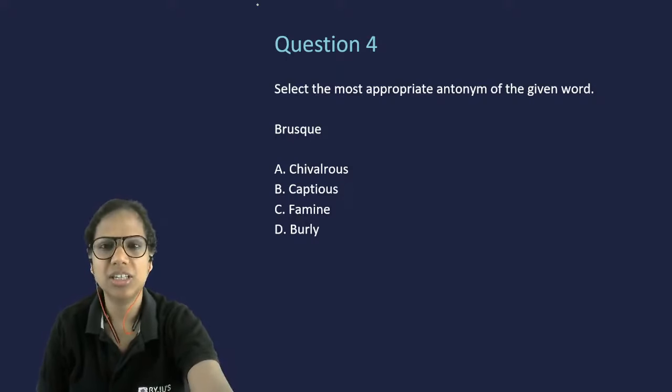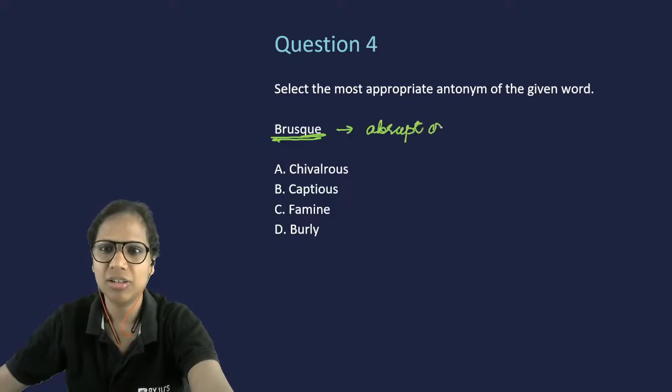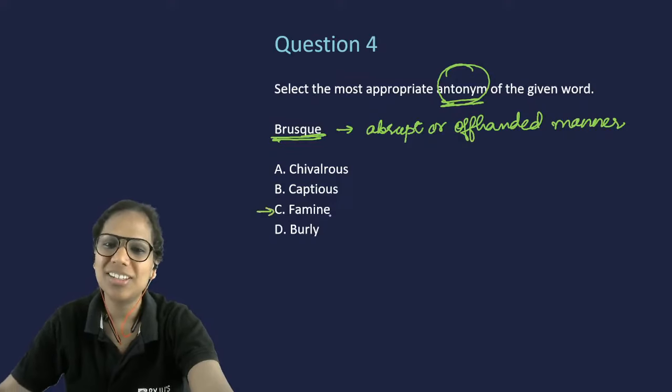Someone who is brusque. If I say she's impatient and brusque, what kind of a person is she then? So, someone who talks or acts in a very abrupt, off-handed manner. In an abrupt or off-handed manner, that person is called brusque. So that means I need a positive word here. I'm looking for an antonym. So, famine is not at all related. Yes, I eliminate that.